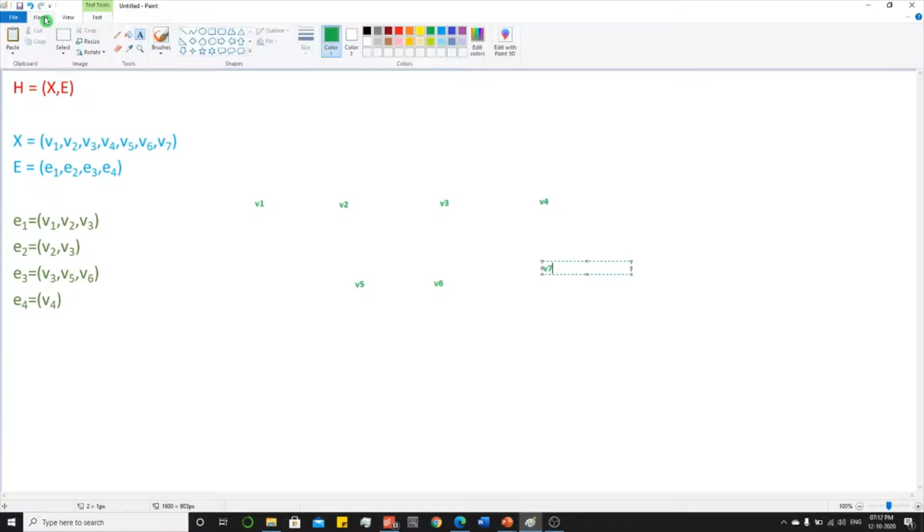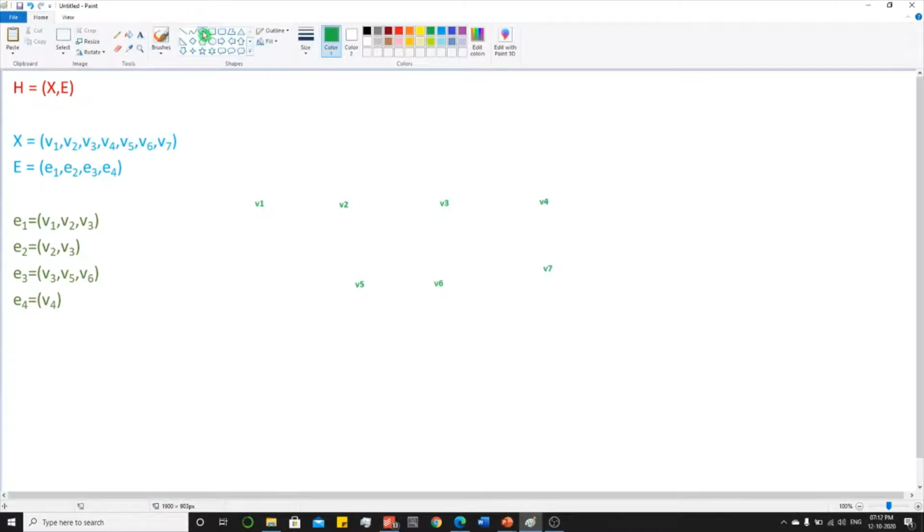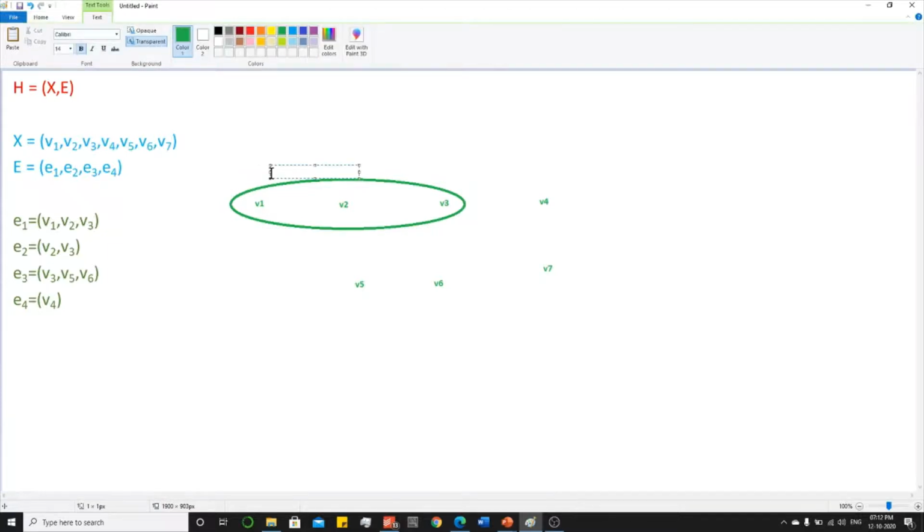Now we have to draw the edges. So let me choose a circle. V1, V2, V3 collectively form an E1 edge. So this is E1. Okay, next is E2.